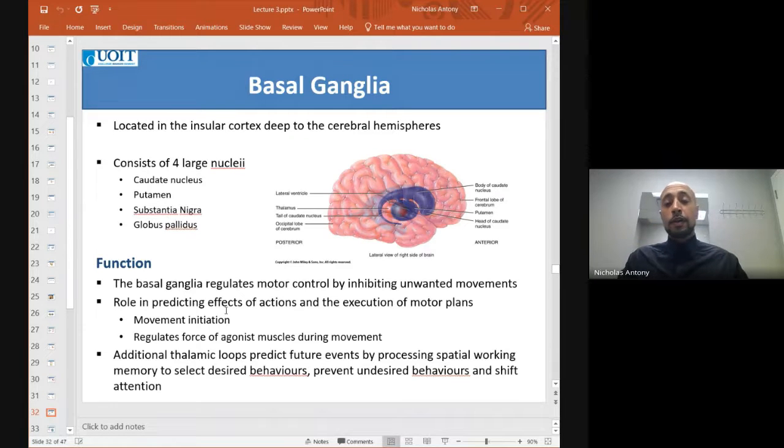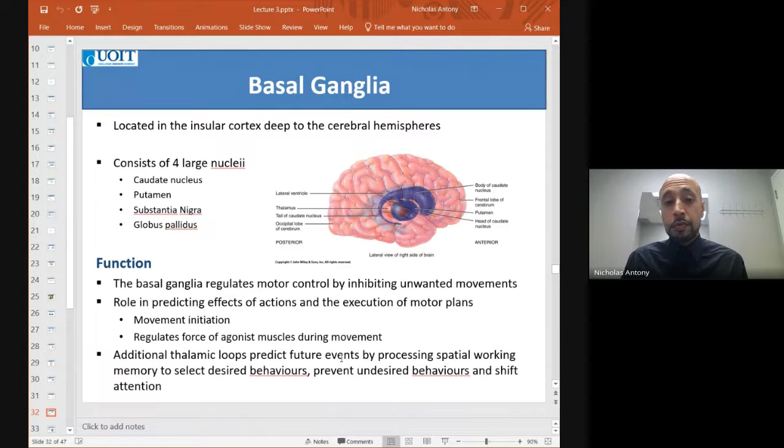Now, we learned from internal movement neuroscience that the basal ganglia itself has different loops. We had concentrated on the motor loop because the idea was understanding the control of movement. But the basal ganglia is also involved in movement initiation, as well as processing spatial memory and selecting desired behaviors. It prevents undesired behaviors and it shifts attention. So that's not super important for this course.